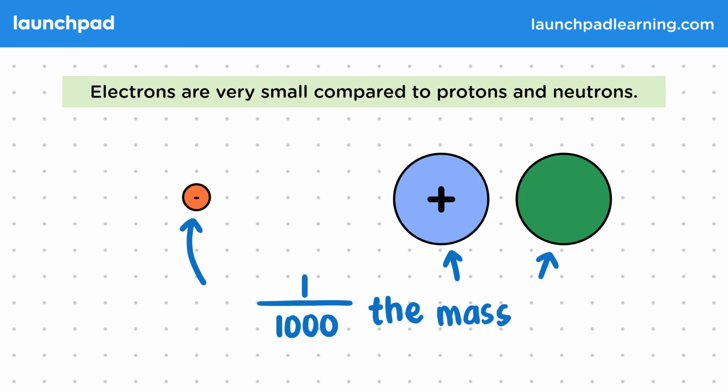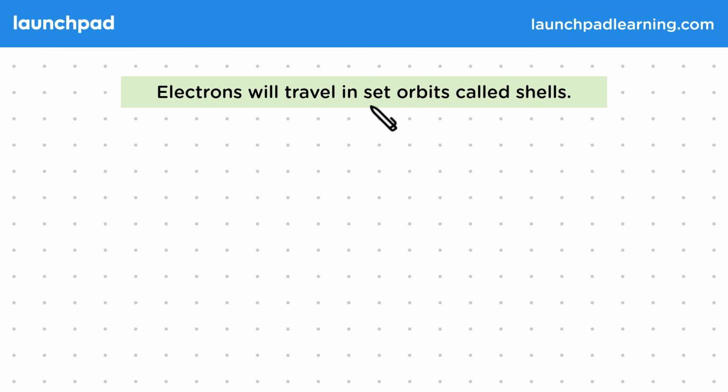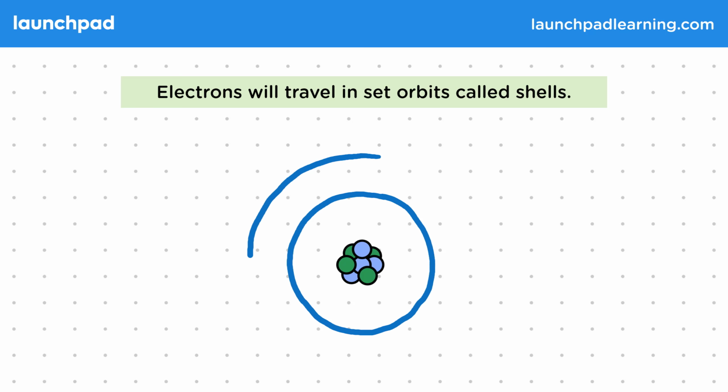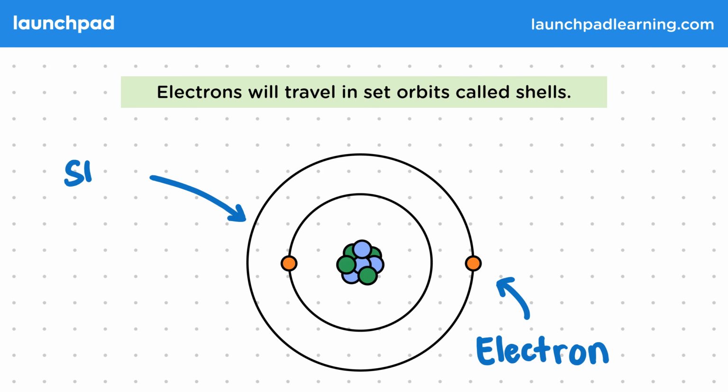So how do electrons use the space in the atom? Well, electrons will travel in set orbits called shells. We can define orbits at set distances from the atom, and a certain number of electrons can occupy each orbit. Which orbit an electron occupies depends on how much energy the electron has. So these orbits are the shells of the atom, and there's about 10 to the minus 10 meters between the nucleus and the first shell, but you don't need to remember this distance for your exam.